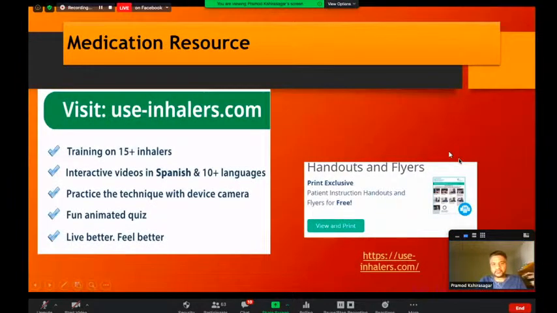Many of the patients, this is a very nice piece of information I'm sharing here. There is useinhalers.com.